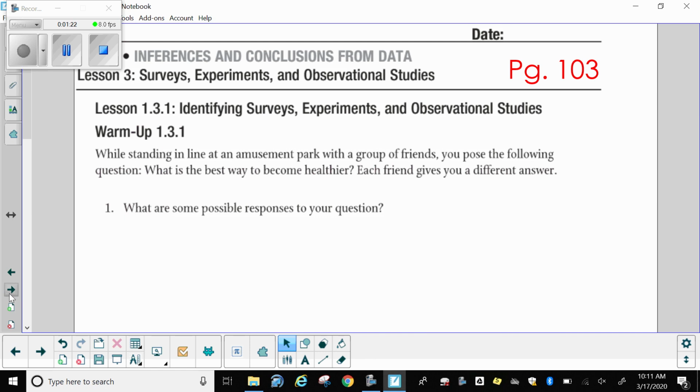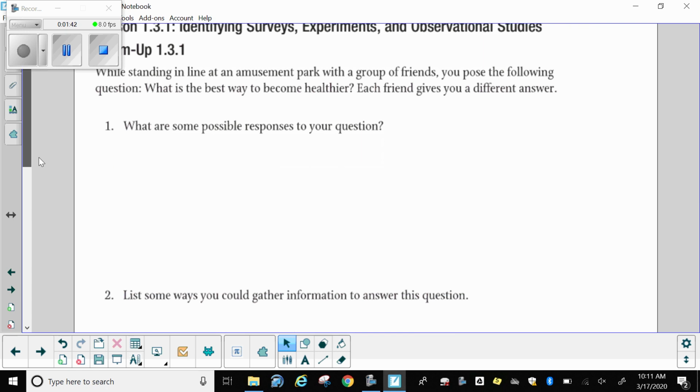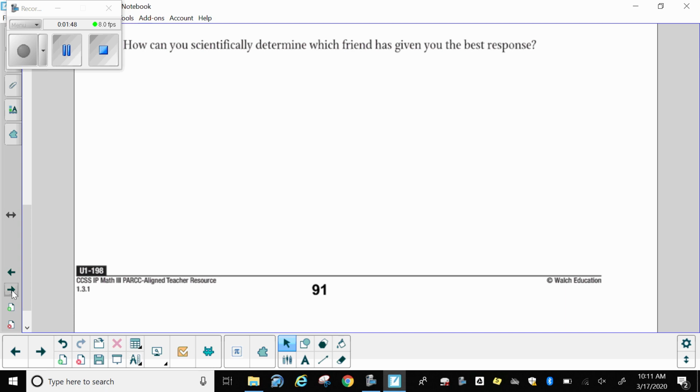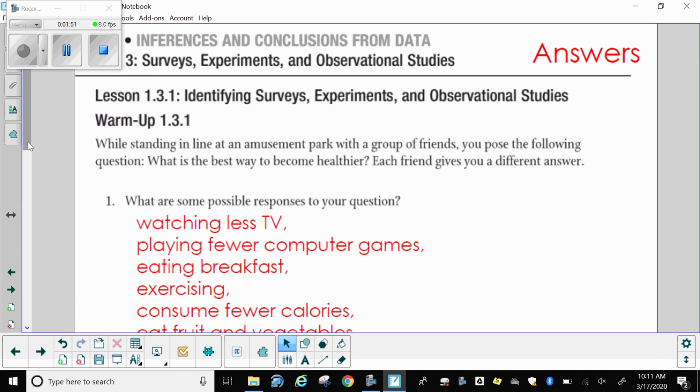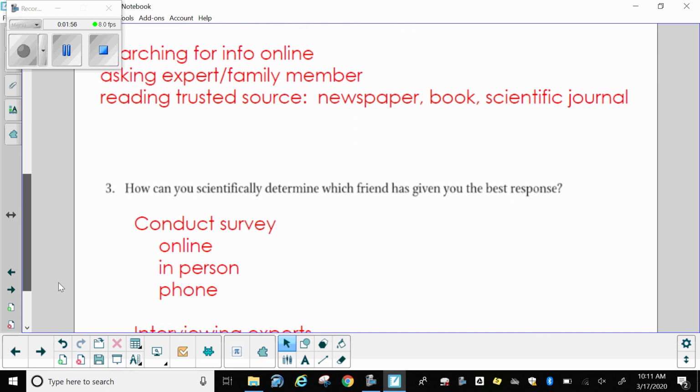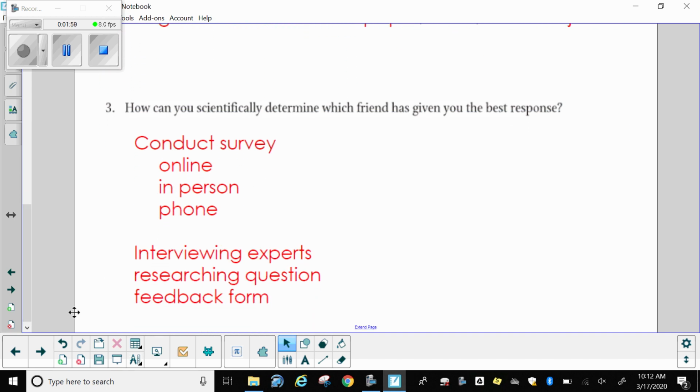Here's a little warm-up. While standing in line at an amusement park with a group of friends, you pose the following question: what is the best way to become healthier? And each friend gives you a different response. In your workbook, hopefully the page number is correct, on page 103, we are in section 131. You can go through and answer the questions. Give yourself some time to do that. And then on the next slide, here are a few answers that I came up with. Again, this lesson will also be posted, so feel free to go through it at your own pace.